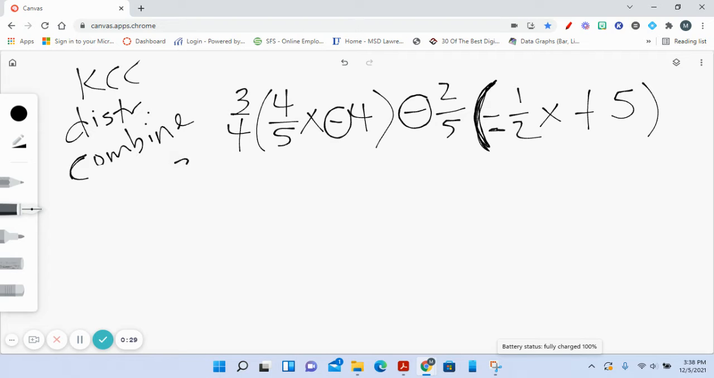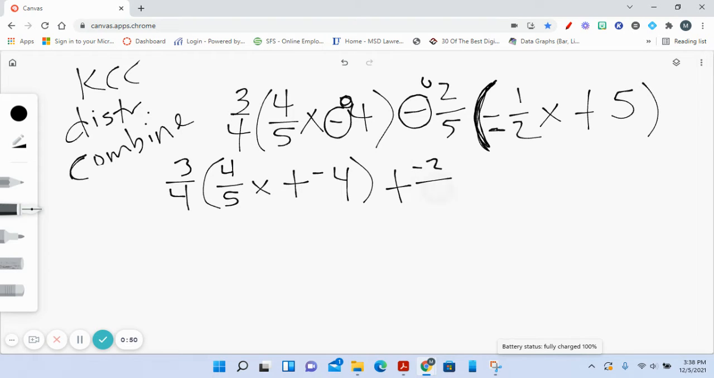So let's go ahead and rewrite it with what we do need to change. So we have 3/4 times 4/5 x plus a -4. So remember, there's no negative sign here, so we need to make a negative. And then again, we're going to change our subtraction to plus. There's no negative sign on the 2/5, so it becomes -2/5 times a -1/2 x plus 5. So again, we've done keep, change, change.